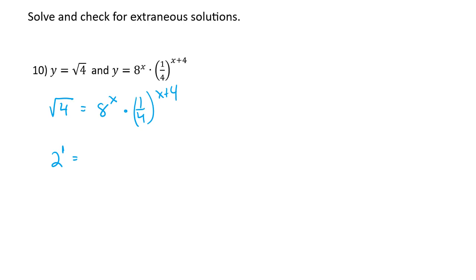The 8 and the 4, I want to make them like bases. I'm going to turn 8 into 2 to the third power. I'm going to change 1/4 into 4 to the -1, which is x plus 4. They're still not the same, but I can change the 4 into 2 squared. And since it already had a -1, that's just going to be -2.